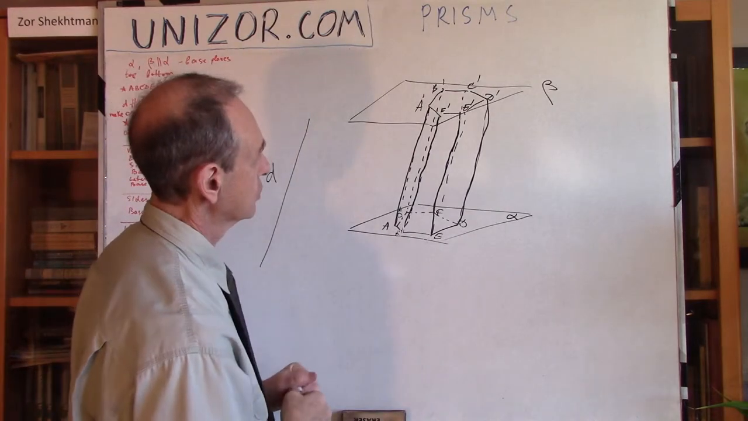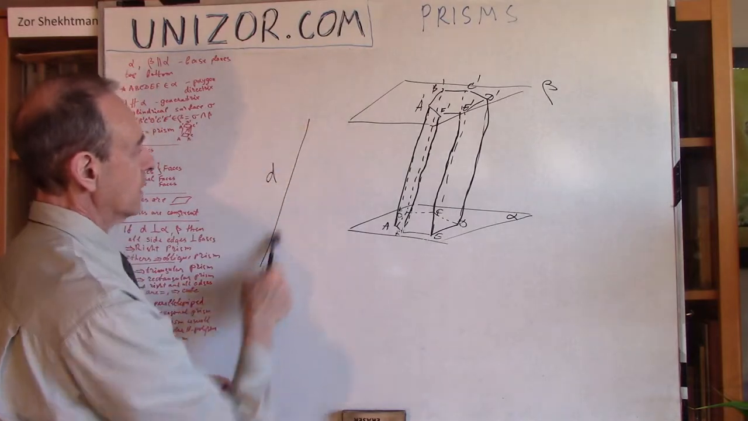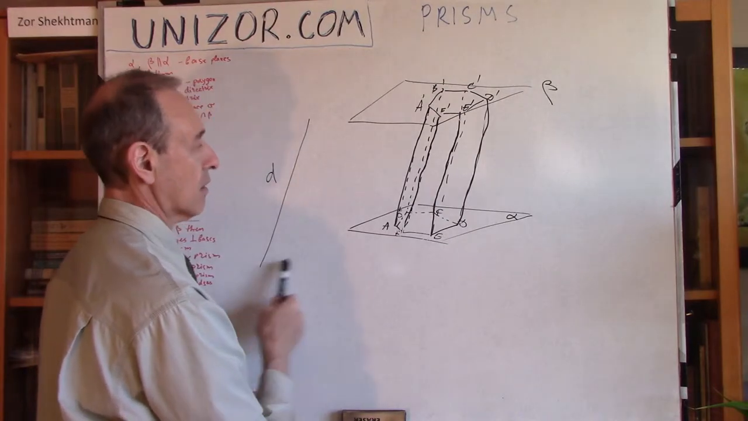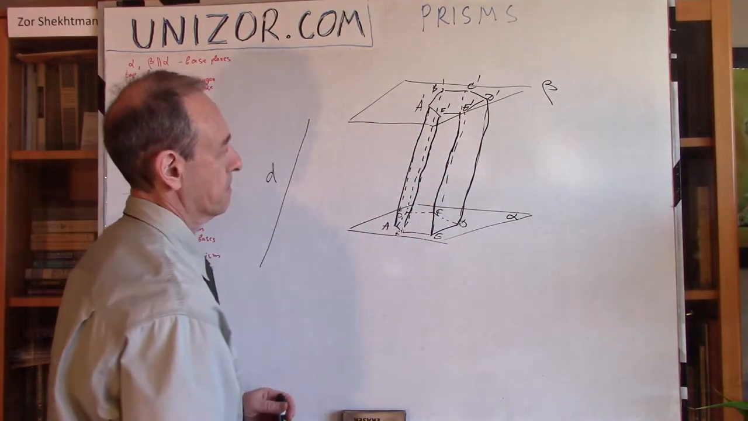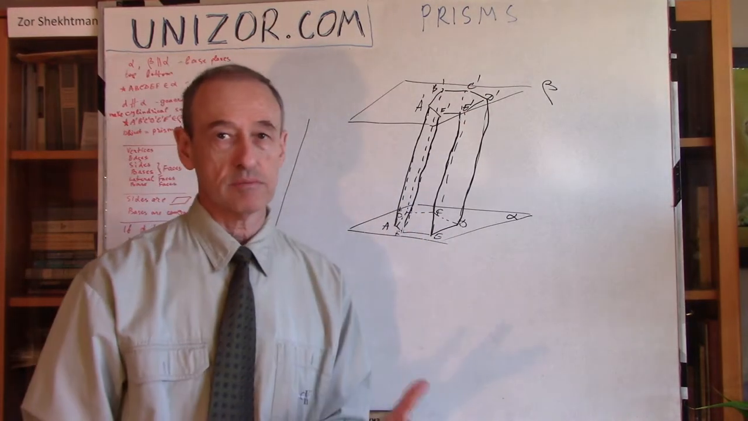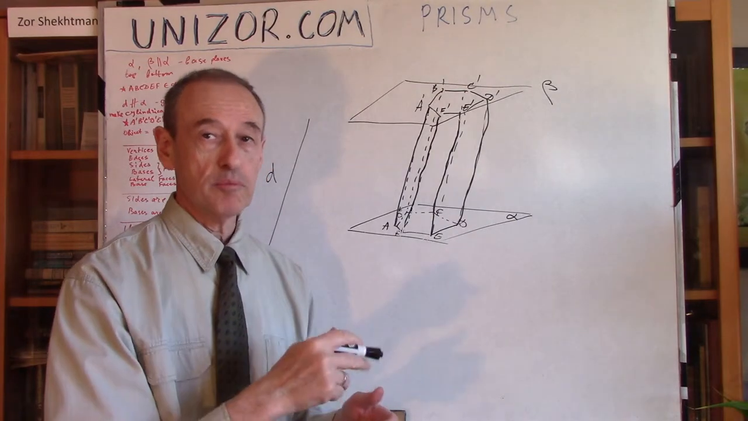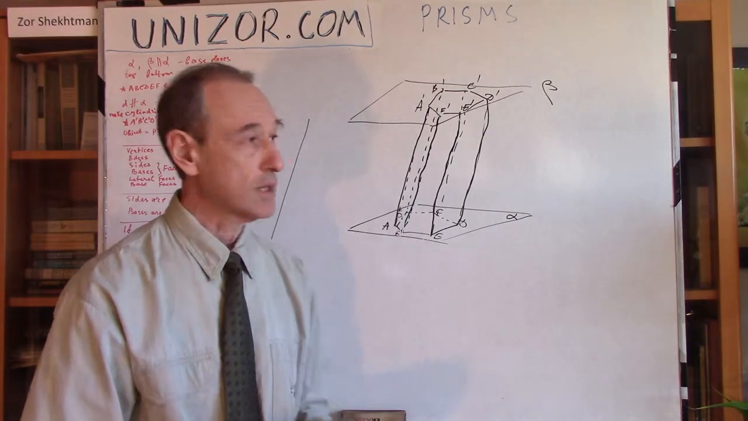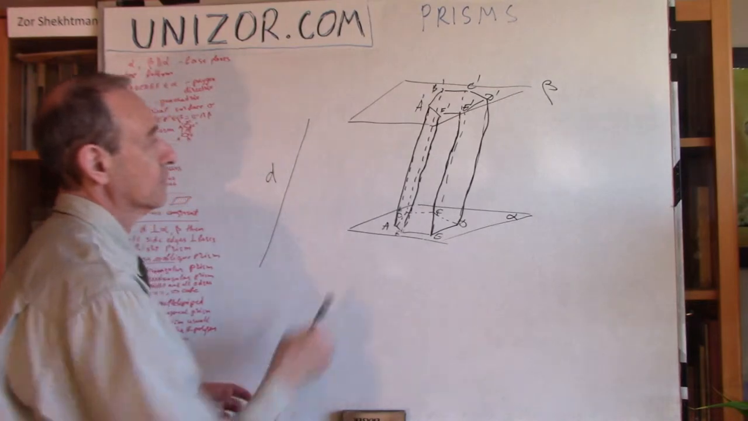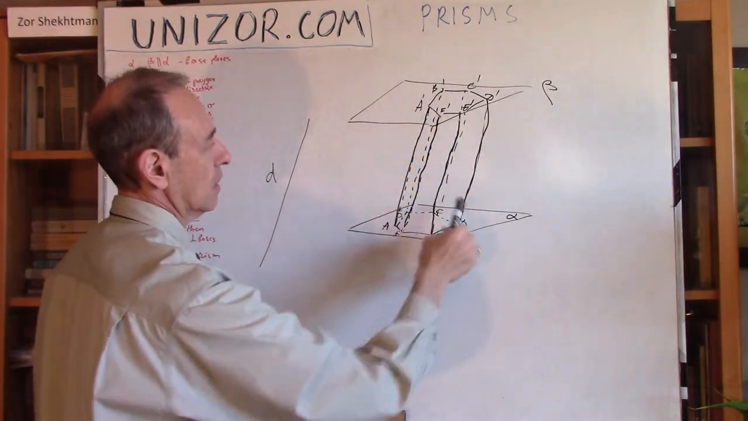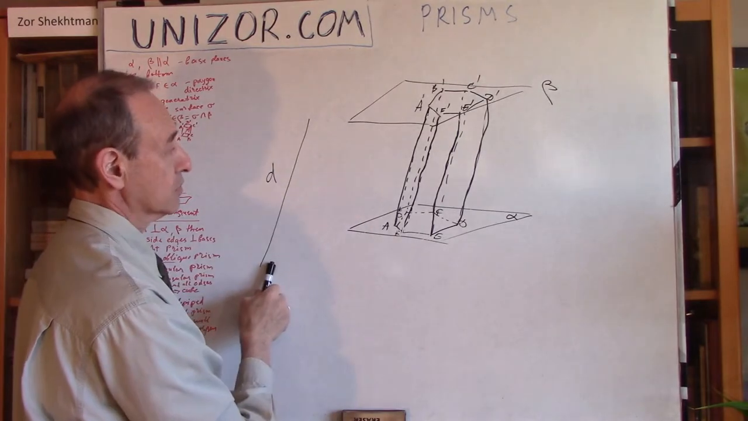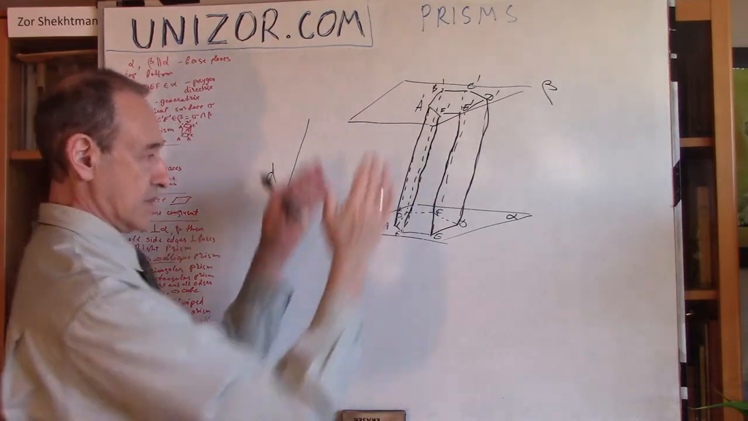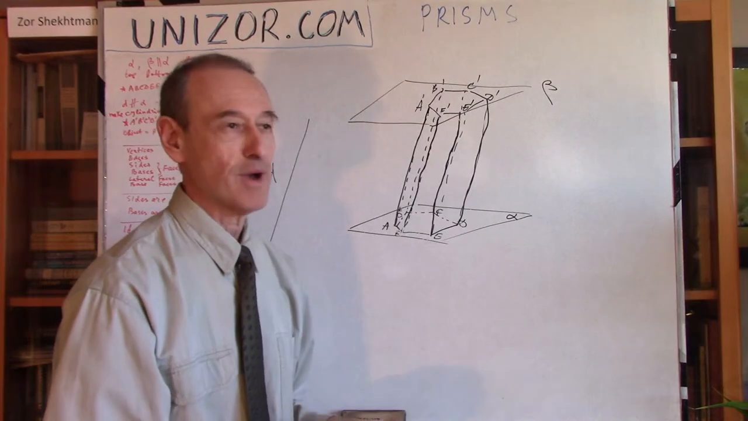Then I would like to introduce another terminology. If this line D, the generatrix, is perpendicular to the bases, then the prism is called a right prism. The same way as with a triangle, if one side is perpendicular to another, it's called a right triangle, right? So the prism is called a right prism if every edge on the side of the prism, which is parallel to this one, is perpendicular to the bases. Then the prism actually stands right. That's why it's called right.